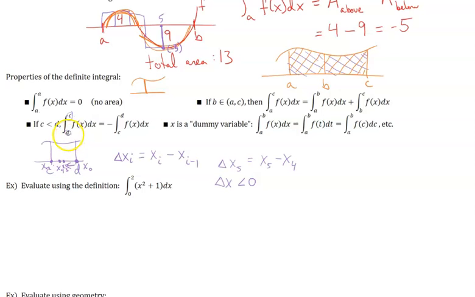So if your bigger number is on the bottom, flip them and put a negative in front. Okay, and then the last property here is that x is a dummy variable, meaning it does not matter what letter is inside here, as long as the integrand and the differential are written in terms of the same one.